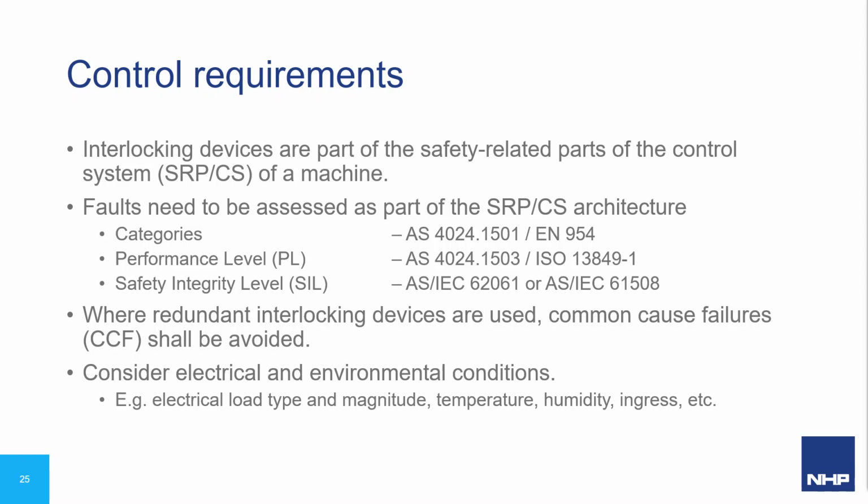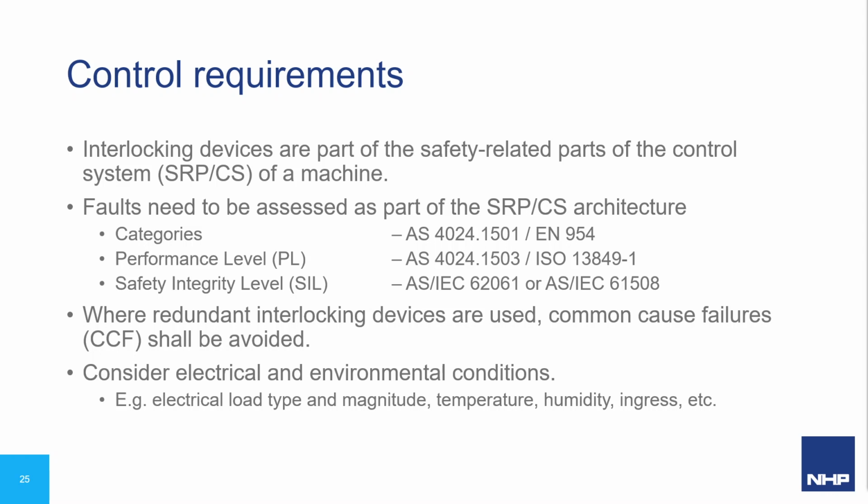As the guard interlock is part of a safety system, it needs to be addressed as part of the overall safety control system. This means that there are certain control requirements and fault assessments which need to be adhered to. This, of course, depends on the standard used. The three main ones are Categories, Performance Level, and SIL, which we saw in the first Safety Essentials series.